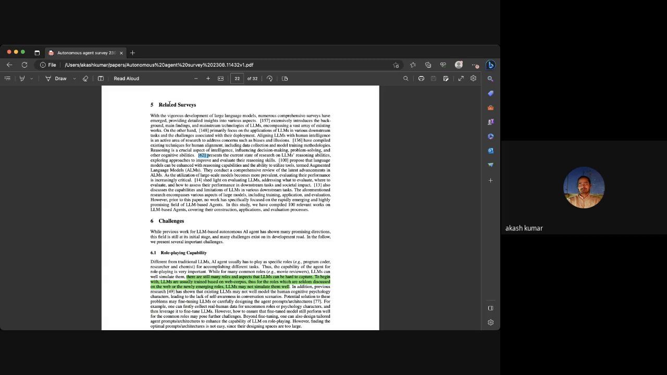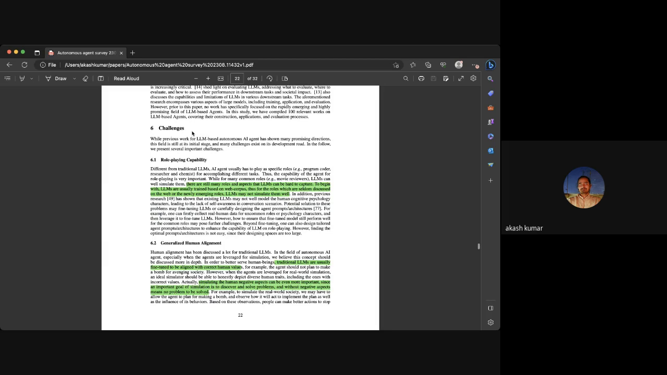Then the authors discuss related surveys that are also talking about these things. The most interesting part is challenges, because now that they have mentioned where these agents are being used, they highlight where they are lacking. When it comes to role-playing capability, like the earlier scenarios we mentioned where these agents are being used in social science experiments, one key fact that arises is that there are still many roles and aspects that can be hard for LLMs to capture.